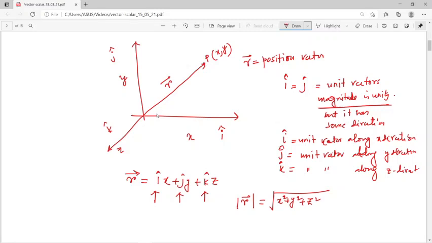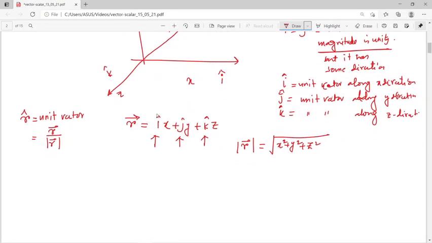And for the unit vector definition, if we write r cap, this is nothing but the unit vector. The definition is the vector divided by its magnitude. That means any vector divided by its magnitude can be treated as a unit vector, and unit vector means the magnitude is 1, unity, and it has some direction.